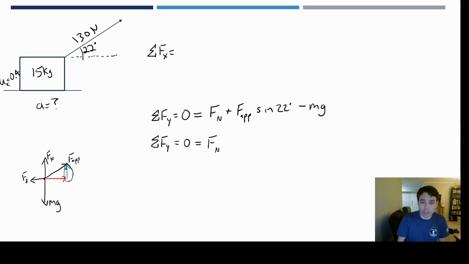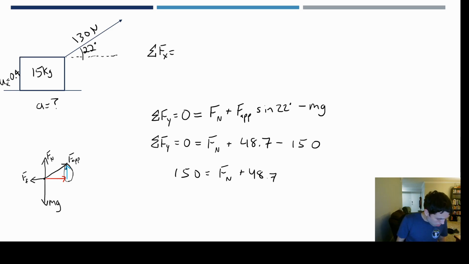So the normal force, which I don't know yet, plus the applied force times sine 22. The applied force was 130 times the sine of 22. Make sure you're in degree mode. I'm getting 48.7. So plus 48.7 minus the weight of the object. Its mass is 15 kilograms, g is 10, so 15 times 10 is 150. I know that equals 0, so I'm going to add 150 over here. So 150 equals Fn plus 48.7. Subtract 48.7 from the left-hand side: 150 minus that gives 101.3. So my normal force is 101.3 newtons.